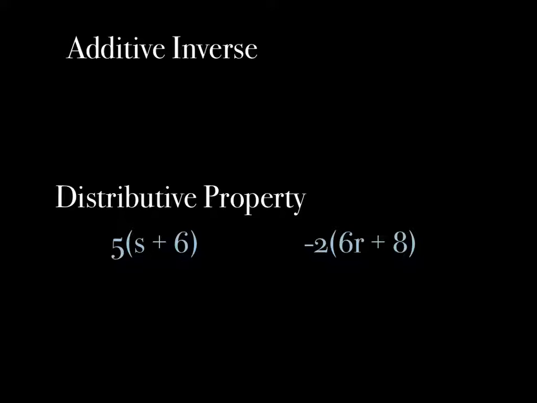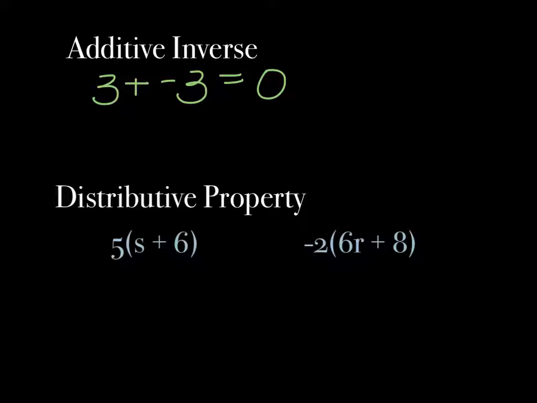Next is additive inverse. Remember, additive inverse means opposites. Additive inverse are two numbers that when you add them together, that it equals 0. So if I'm talking about the number 3, the additive inverse or the opposite is negative 3. And when you add those together, you should get a sum of 0.